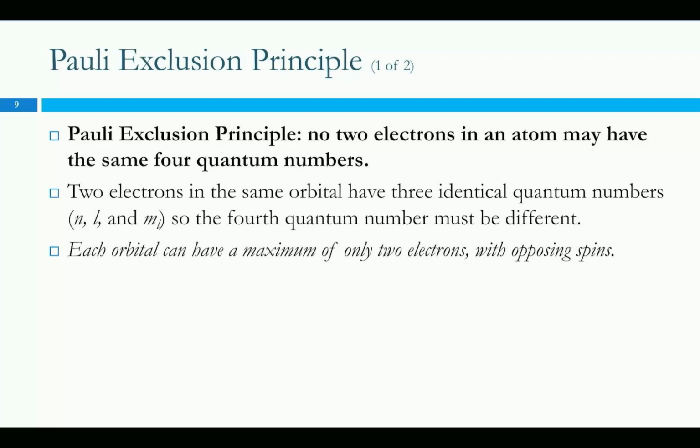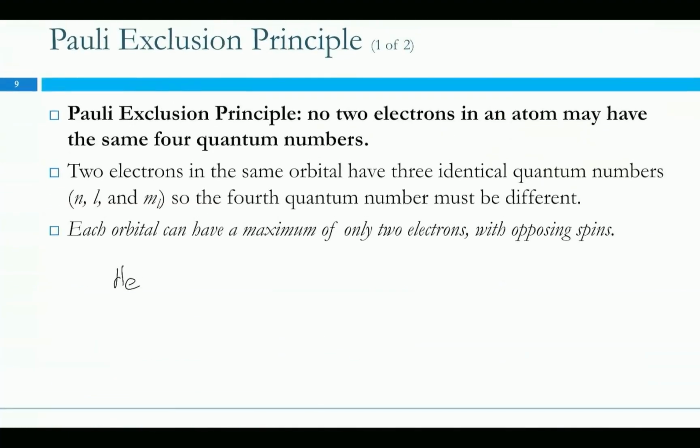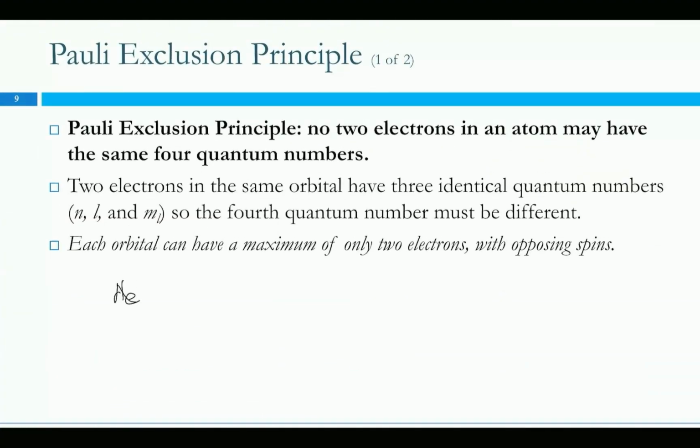So for helium, we'll look at helium in a second. So 2 electrons in the same orbital have 3 identical quantum numbers. So it'll be the same shell, the same subshell, even the same orbital, but they'll have opposite spins. So that m sub s is different.